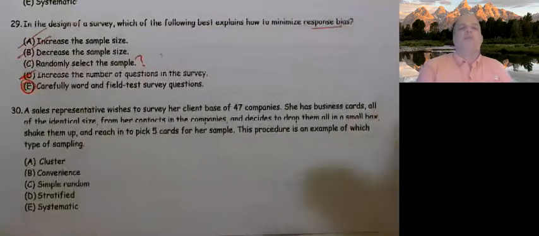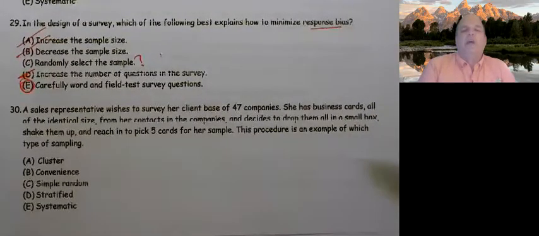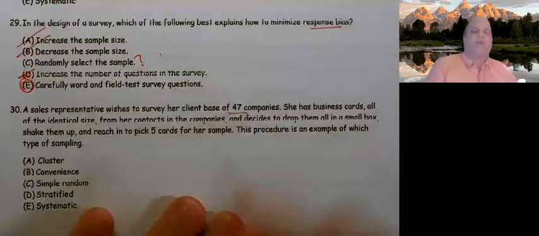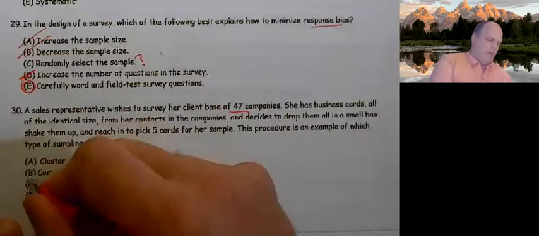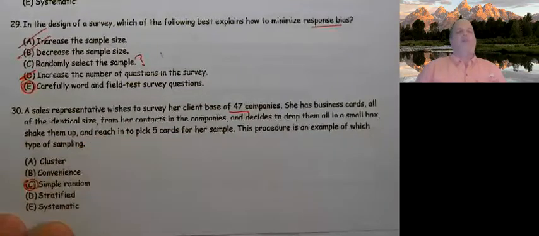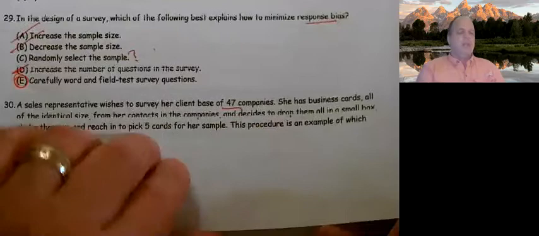A sales representative wished to survey her client base of 47 companies. Okay, so she has 47 companies for clients. She has business cards, all the same size, for all the contacts in the company and drops them in a small box. She shakes them up and she randomly reaches in and picks 5 cards for a sample. She could have picked any 5 cards. She only had one hat, so to speak, and she could have picked any group of 5 cards. This makes it a simple random sample. Single hat, simple random sample.